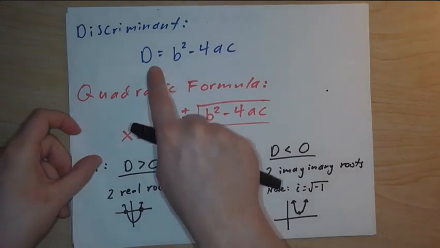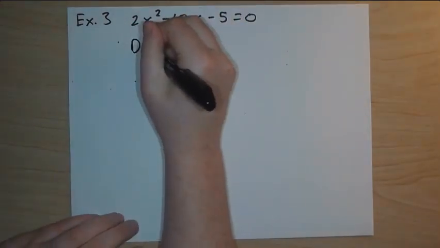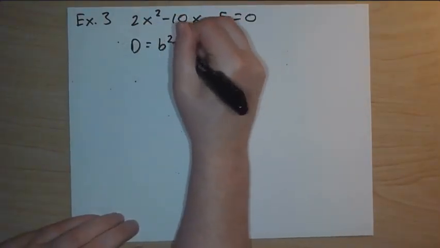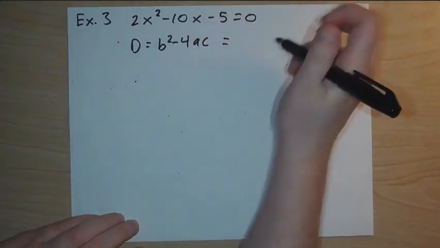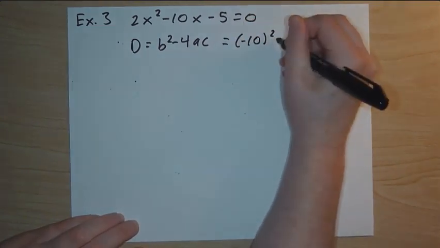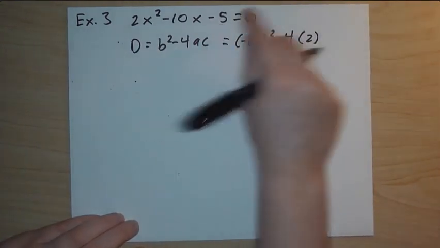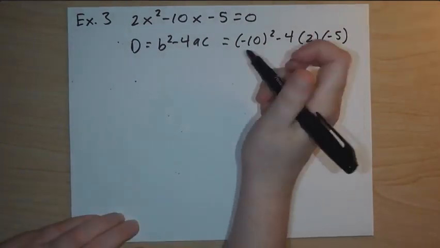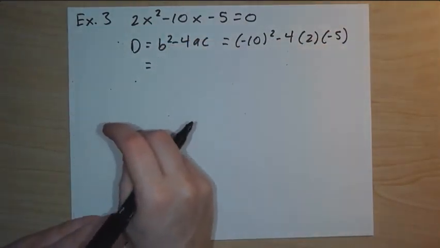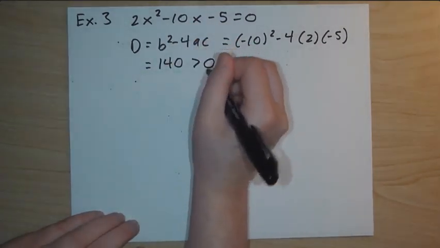Our discriminant is b squared minus 4ac, so we're just going to jump right in and find that. Our discriminant D is equal to b squared minus 4ac. Our b is negative 10, so we have negative 10 squared minus 4 times a, which is 2, times c, which is negative 5. If we plug this all into a calculator, we get that D is equal to 140. So 140 is greater than 0.